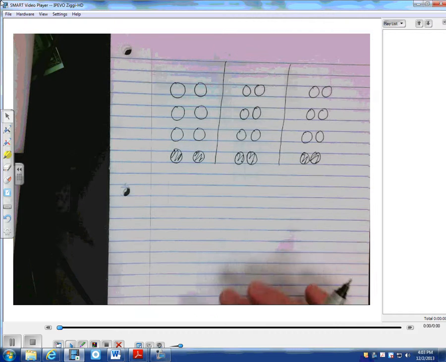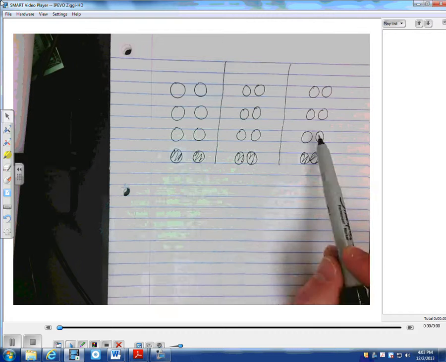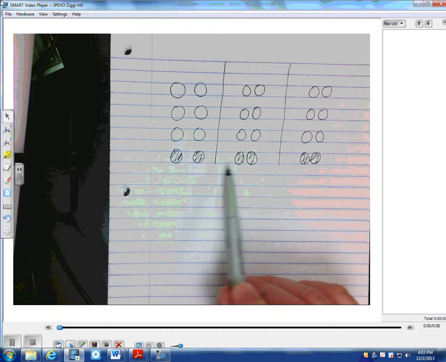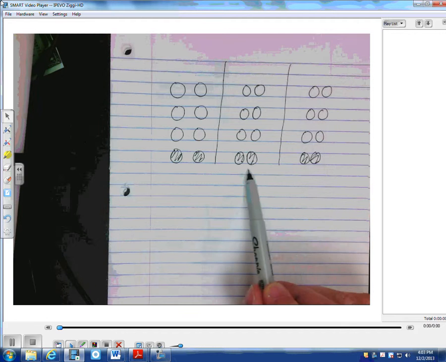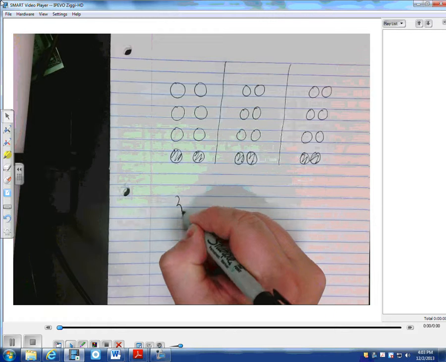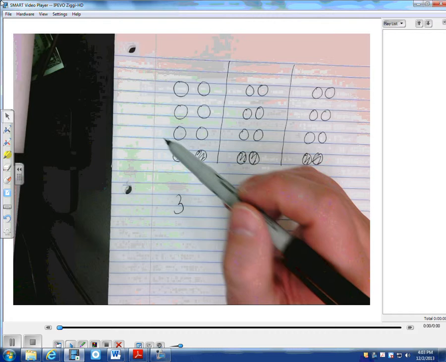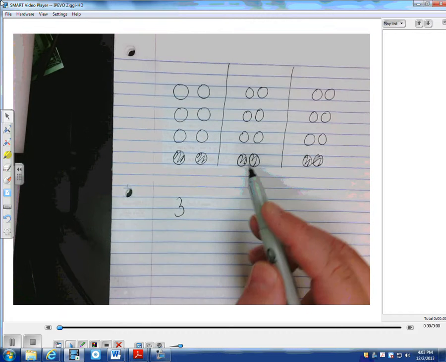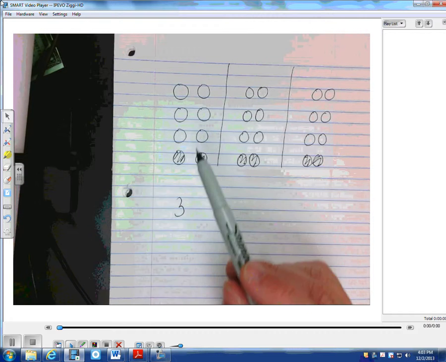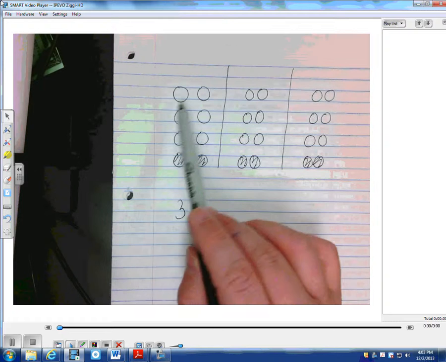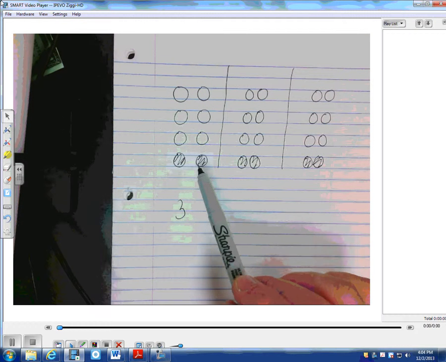So this picture is similar to what they have on the paper, just not as neat. Okay, so the first thing I recognize here is that I have 3 different groups. Okay, so that tells me I will be multiplying. I have 3 groups here. Now inside of each group, I have 1, 2, 3, 4, 5, 6, 7, 8 circles.